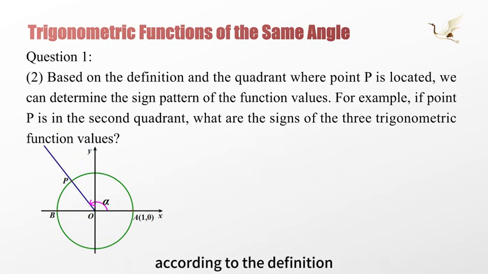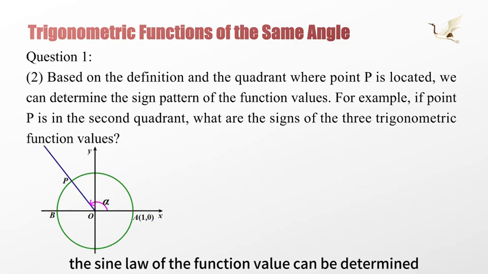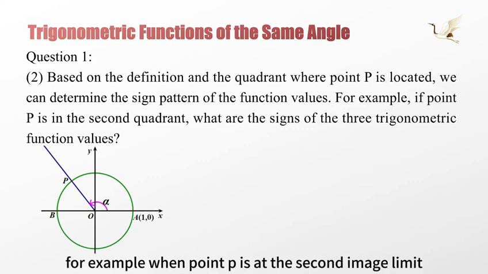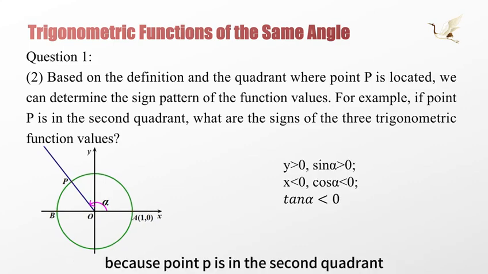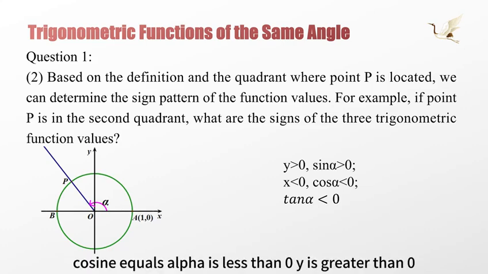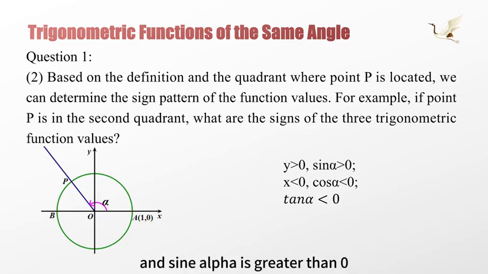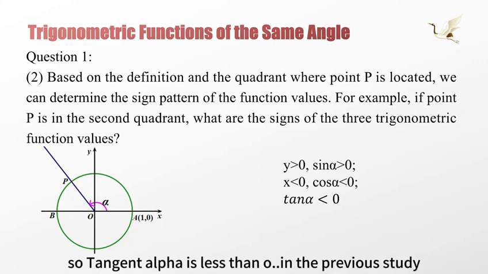According to the definition and the quadrant where point P is located, the sign of the function value can be determined. For example, when point P is in the second quadrant, what are the signs of the trigonometric function values? Because point P is in the second quadrant, x is less than 0, so cosine alpha is less than 0, y is greater than 0, and sine alpha is greater than 0. The sign of y is different from the sign of x, so tangent alpha is less than 0.